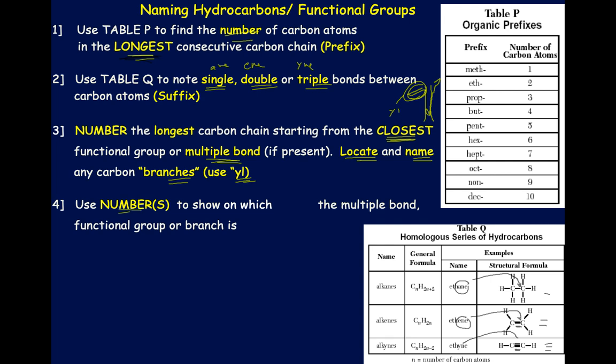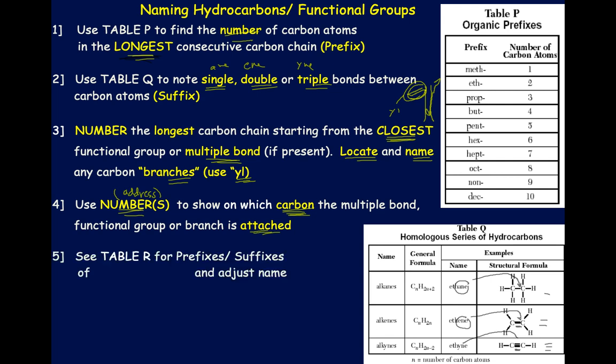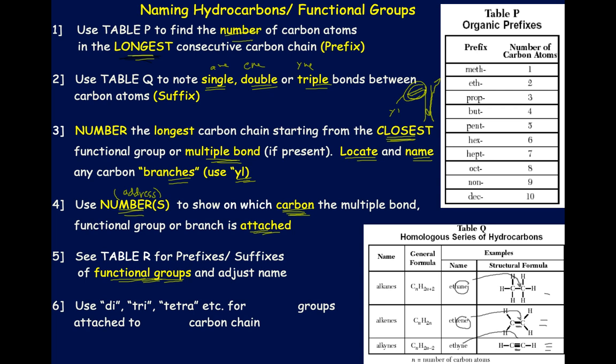You're going to use numbers or an address. Sometimes they use a carbon address or a number to show on which carbon on the chain the multiple bond or functional group is attached. So you have to tell me on that chain where it is. And then table R is your group of functional groups, your alcohols, your ketones, your aldehydes, your acids. You're going to find out where they are on the chain also and adjust the name.